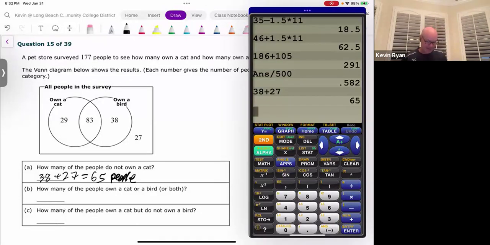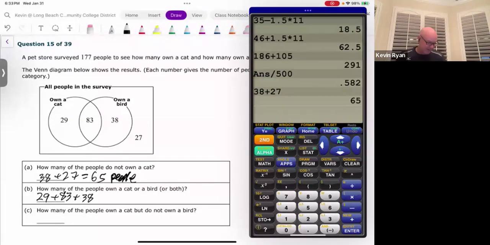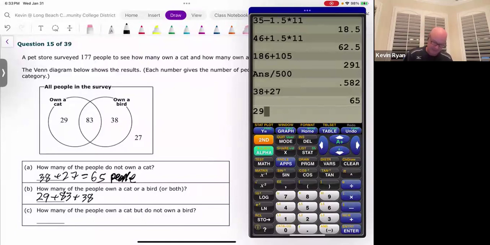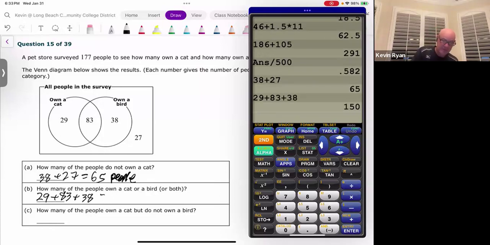How many people own a cat or a bird or both? I would think owning a bird and a cat just sounds like a really bad idea. I'm getting 150.